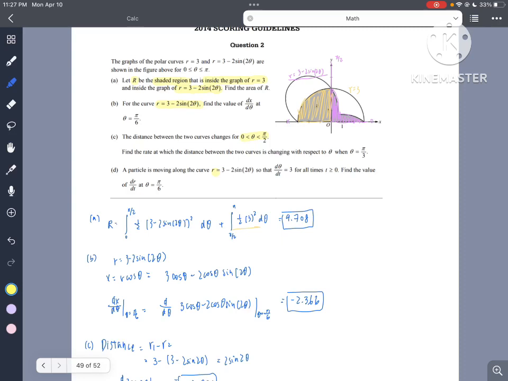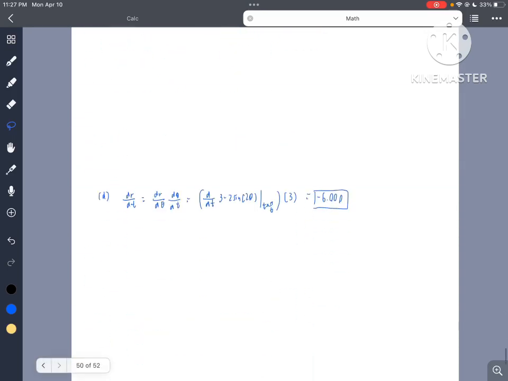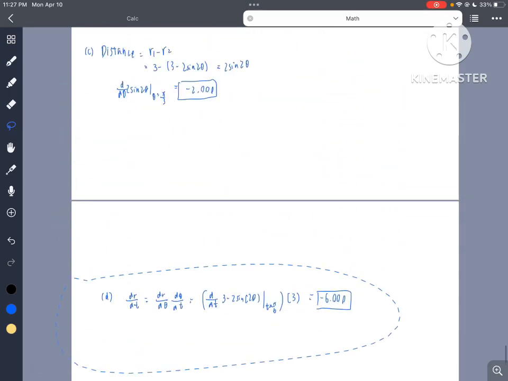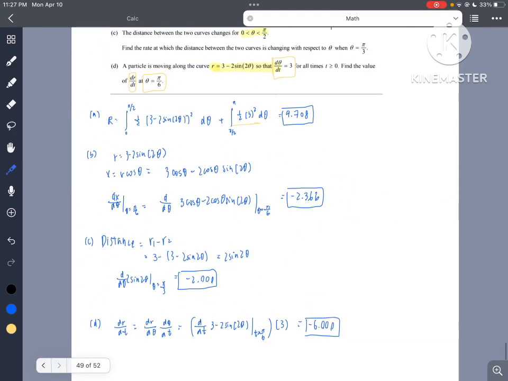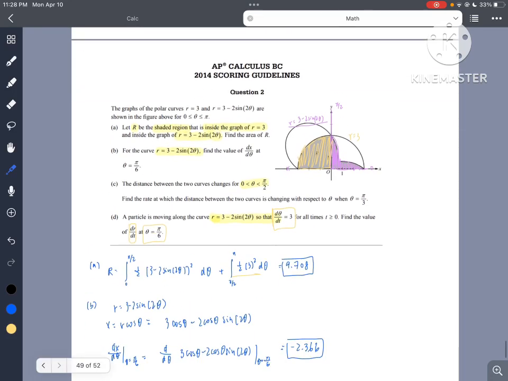Now let's move on to question D. So there's a particle moving along this curve, and then we are also given that d theta over dt is equal to 3. So you want to find dr over dt at this angle. For this question, we just have to use the chain rule. So this is dr over dt, and then this is dr over d theta, and then d theta over dt is equal to 3. So we just obtain -6 as the answer.